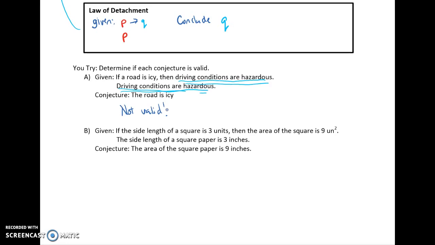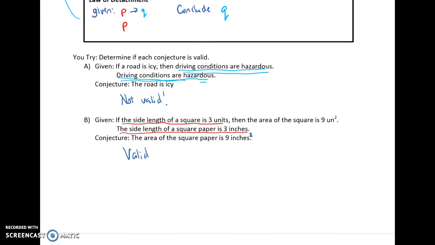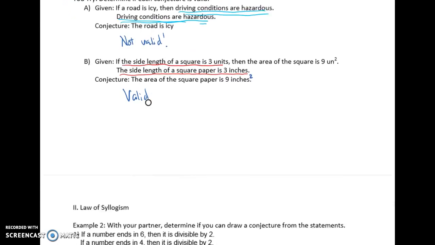So with B, the area of the square is 9 inches. Oh, and that should be square inches, so that's a typo there. Sorry about that. Well, that should be valid. And why is that? Well, that's because we were given the conditional, right? If P, then Q. And then we were told that P happened, right? The occurrence is P, which is what we want for law of detachment. So it's valid by the law of detachment. Okay? Come back to class with questions if you have any questions on that. We'll be practicing in class.